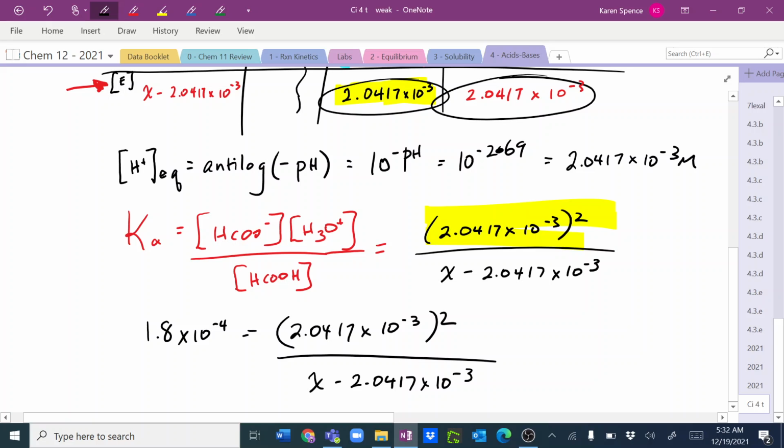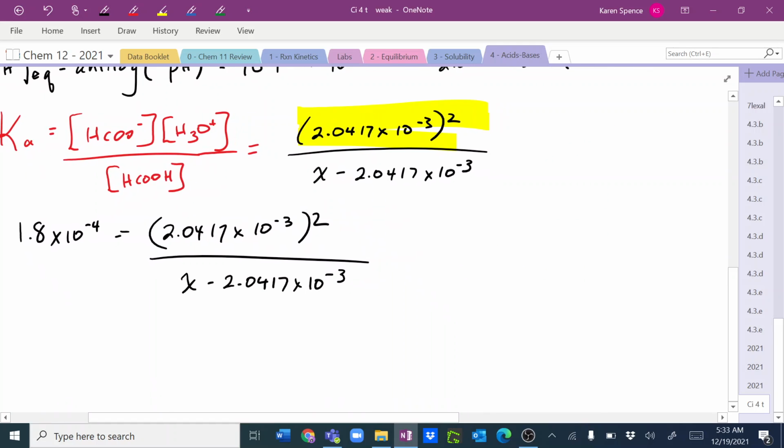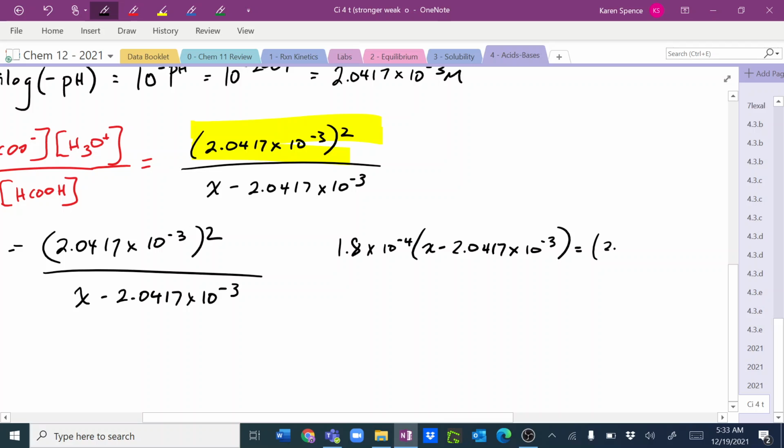Now, I'm going to tell you a little secret, and I tend to do this a lot, is that I will have a tendency, do not write this down, to do this. 1.8 times 10 to the negative 4 times x minus 2.0417 times 10 to the negative 3 equals 2.0417 times 10 to the negative 3 squared, and I will have a tendency to multiply this nonsense out. I end up with x terms and a complicated thing, and it's way, way, way too much work.